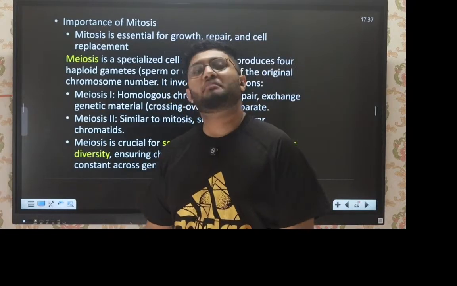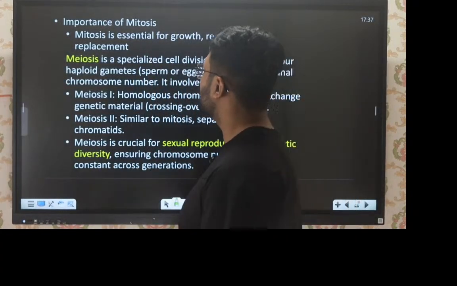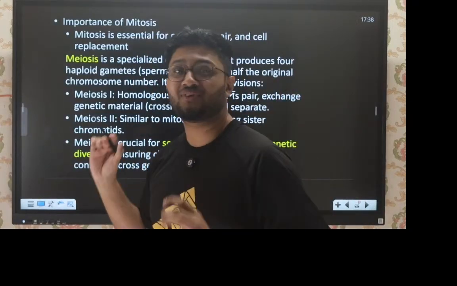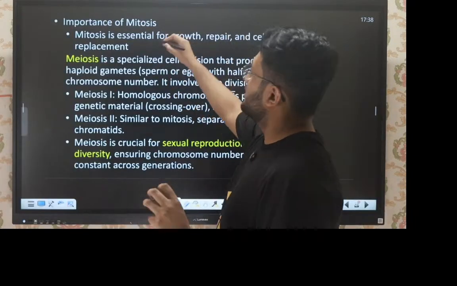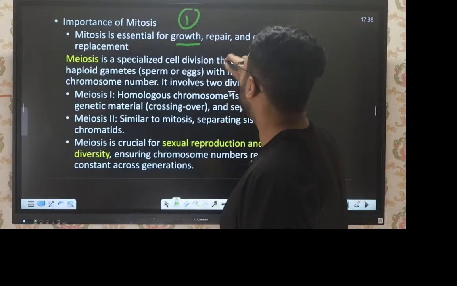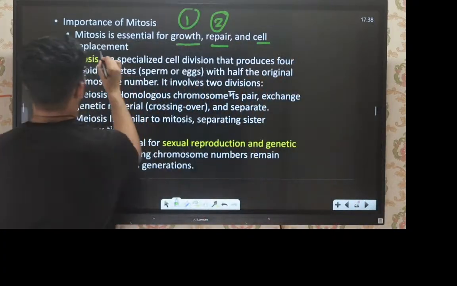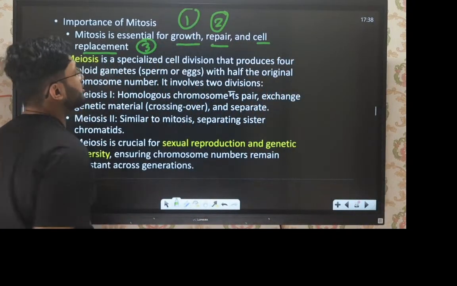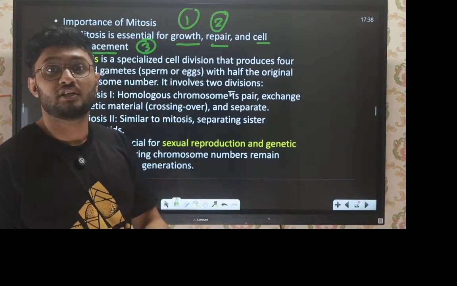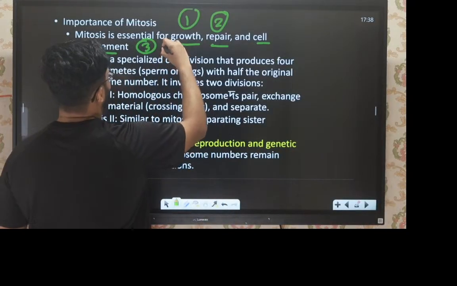Alright, we learned a lot about mitosis, didn't we? Let's learn about why we need mitosis. What's the importance of mitosis? So I condensed the whole mark scheme points into a single sentence. Mitosis is essential for growth, repair, and cell replacement. So it's important for growth, repair, and replacement of what? Cells and tissues.